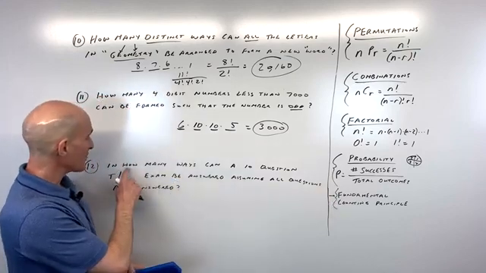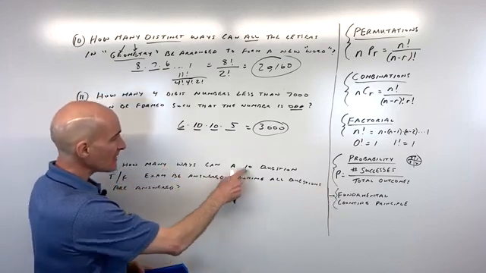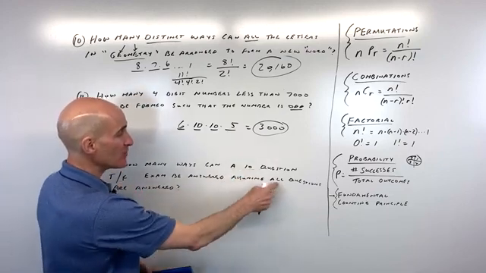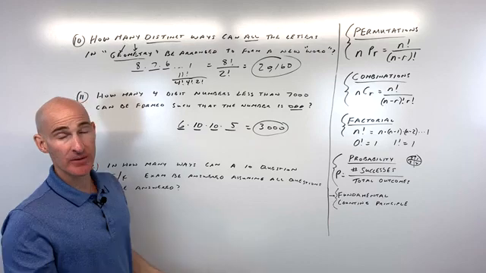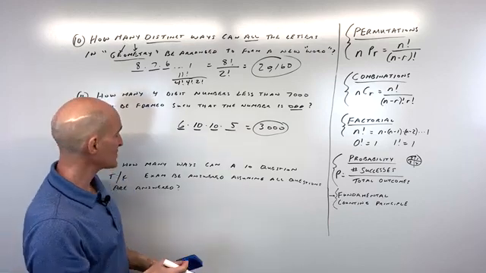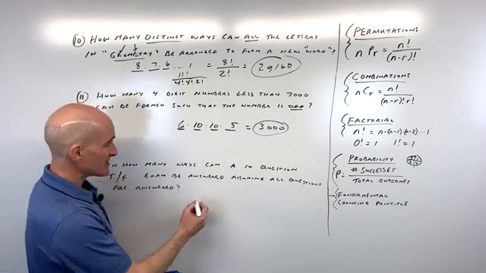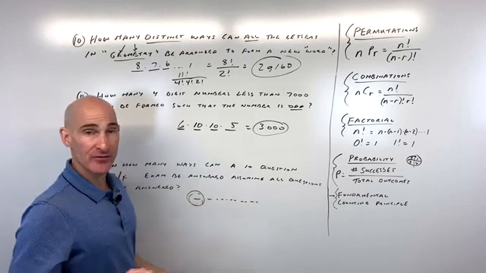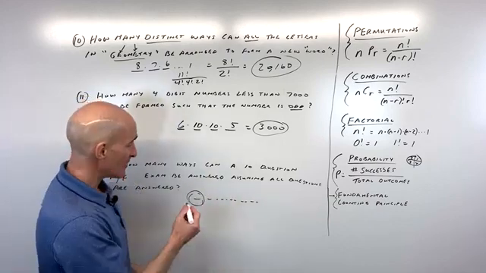Okay, for number 12 now, it says, in how many ways can a 10-question true-false exam be answered, assuming that all questions are answered? This is also a common problem that comes up. Again, if it's a 10-question exam, imagine those 10 questions. How many ways can you answer that first question? 2 ways, right? Either true or false.